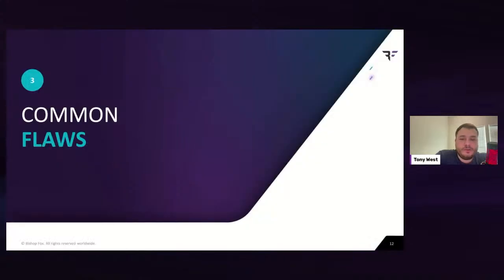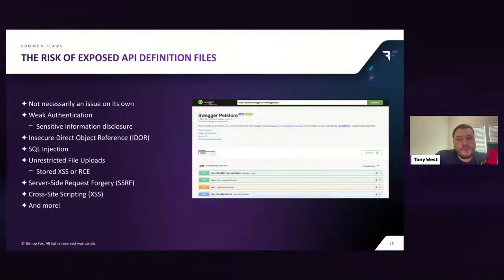So some of the common flaws that you might encounter on these API routes when you find an exposed definition file. I first want to note that just because you see a Swagger UI or an OpenAPI definition file, that doesn't necessarily mean it's an issue on its own. Sometimes developers put these out there publicly for legitimate reasons. They might have an API that they want the public to interact with, so they put this out there to facilitate those interactions. So just keep in mind, it's not necessarily a bad thing if you see one of these out there.